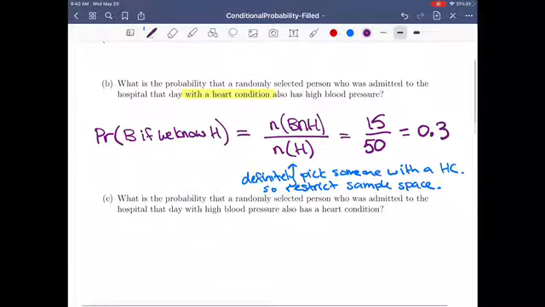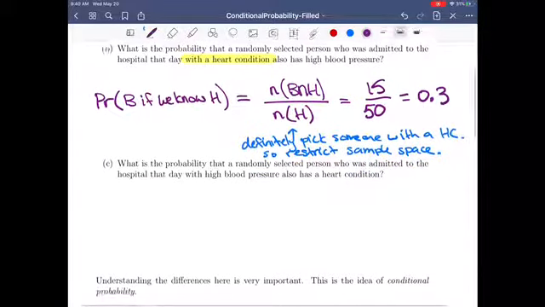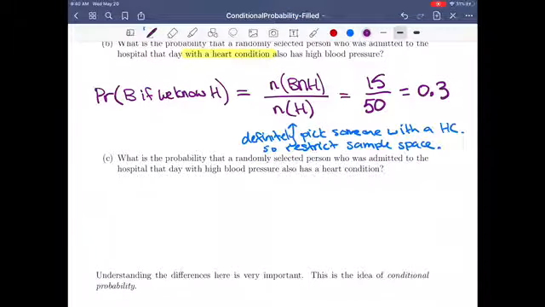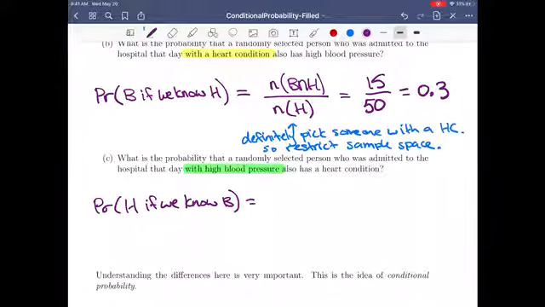Okay, what about the other way? Here we want the probability that a randomly selected person who was admitted to the hospital that day with high blood pressure also has a heart condition. So it's similar. We want the probability now of H if we know B. So we know they have high blood pressure. The top again is going to be the same, but now we restrict the bottom to people with high blood pressure. So you still have 15 people that have both.